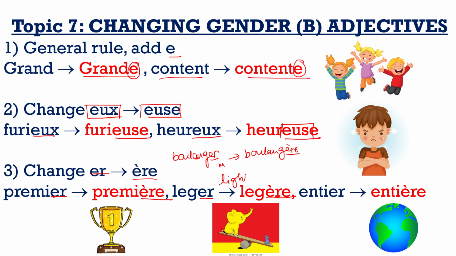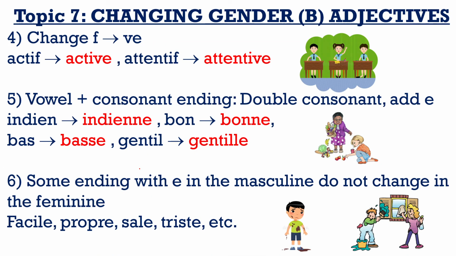Something which doesn't have weight. Entier becomes entière, entire or whole. So the same way as nouns, masculine which ends with er, the feminine ends with ère, so also the adjectives. Now, if the masculine adjective ends with f, then it has to become ve in the feminine. So actif becomes active, active. Attentif becomes attentive. You have another one, vif becomes vive.